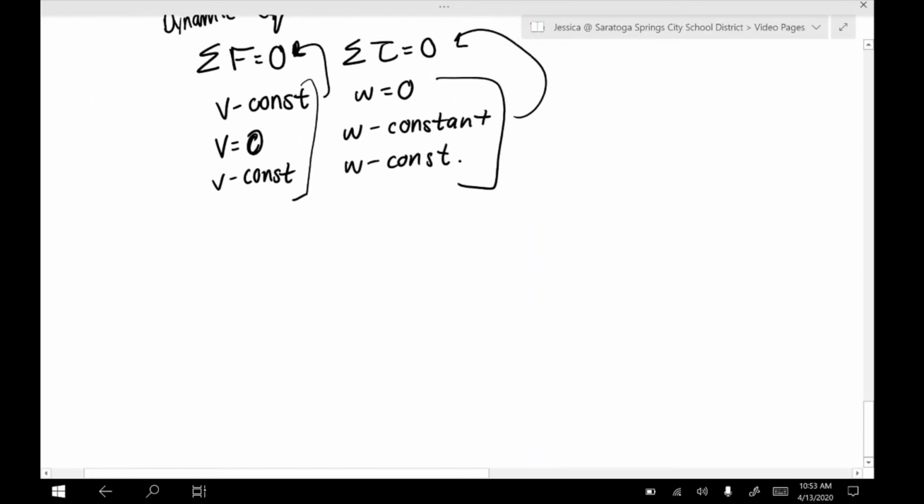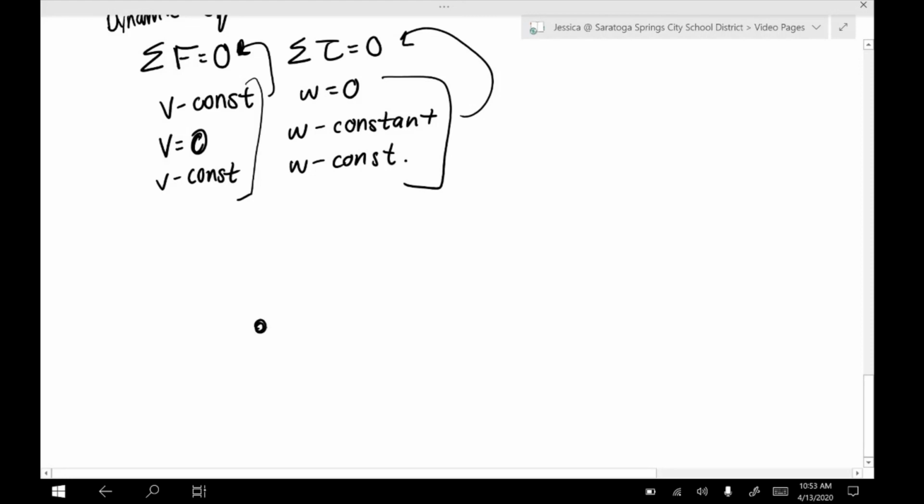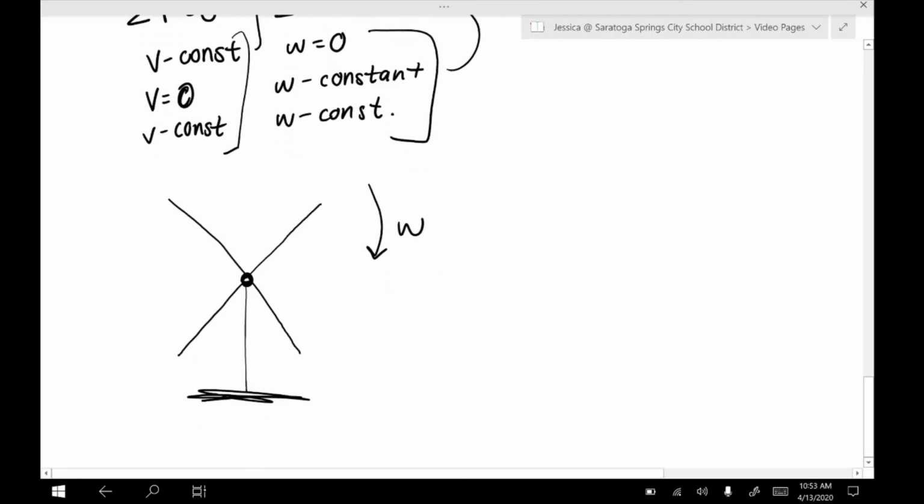So let's say we had, I don't know, this weird pinwheel thing. And it's on a stand and it is rotating at some constant angular velocity. So no linear motion, just rotational motion. But this is constant. So if it's constant, that means my net torque is 0. So let's say I have a force being applied to this outer edge here, a force F.